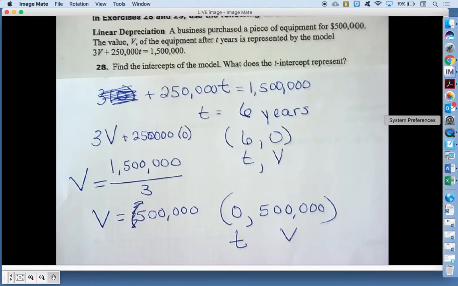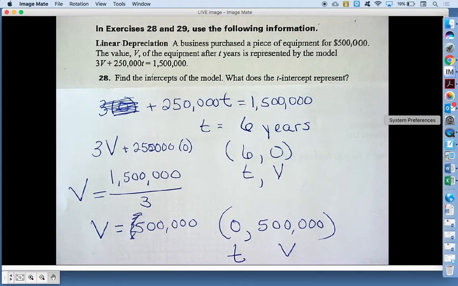If you were asked to explain what that meant, when time is 0, meaning you just bought the equipment, it's still worth $500,000, which makes sense because in the problem it says you purchased it for $500,000. So when you're buying it, time hasn't passed yet. Any questions on that part?